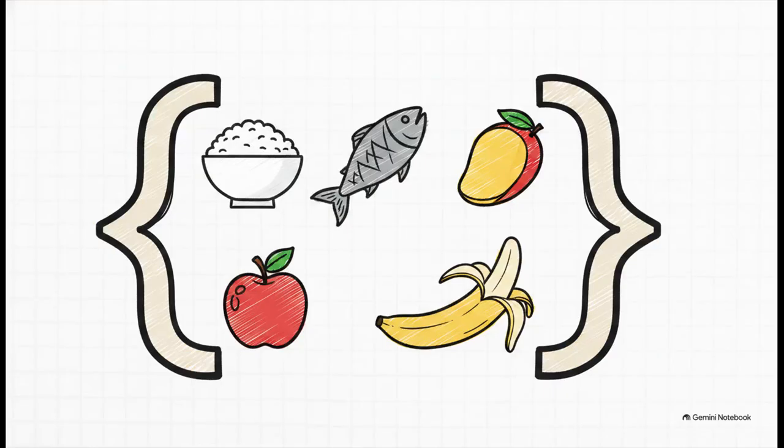So, looking back at our earlier list, we can formally write our food items in set notation. Notice how we use a capital letter to name the set, in this case, set A, and we place all our food elements snugly inside those curly braces. So, set A equals {rice, fish, mango, apple, banana}. It's clean, it's structured, and it's perfectly clear.